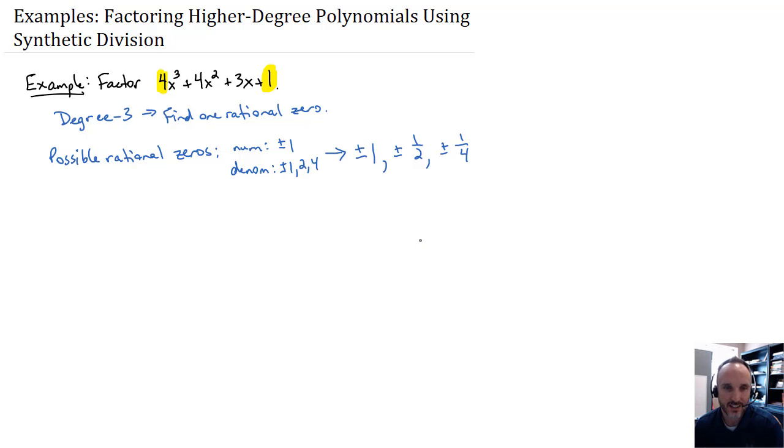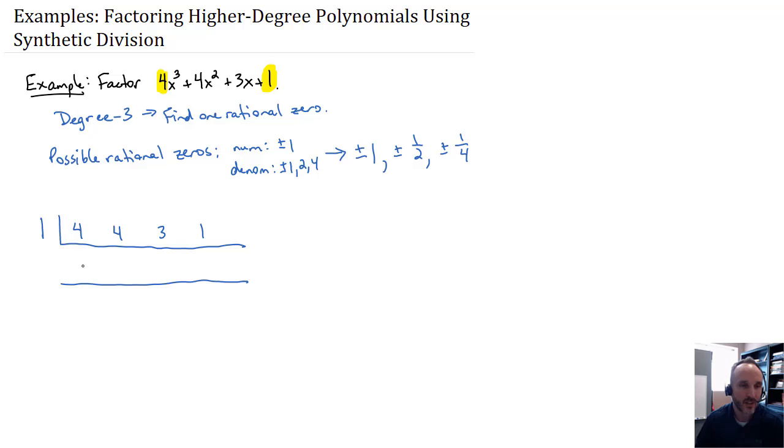And I want to start testing. I don't necessarily need to test all of them. I just need to test until I find one that works. So let's test 1 first using synthetic division. I'm dividing 4x cubed plus 4x squared plus 3x plus 1. There are no missing terms here, so I don't need any zero placeholders. My coefficients are 4, 4, 3, and 1. Drop your 4 down, multiply and add, multiply, add, multiply, and add. And we don't get a remainder of 0. So 1 is not a 0.